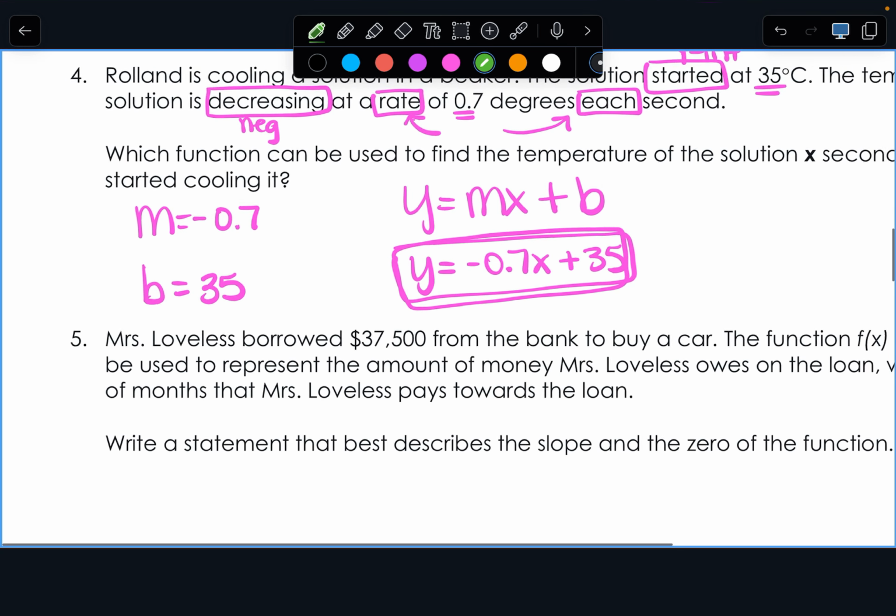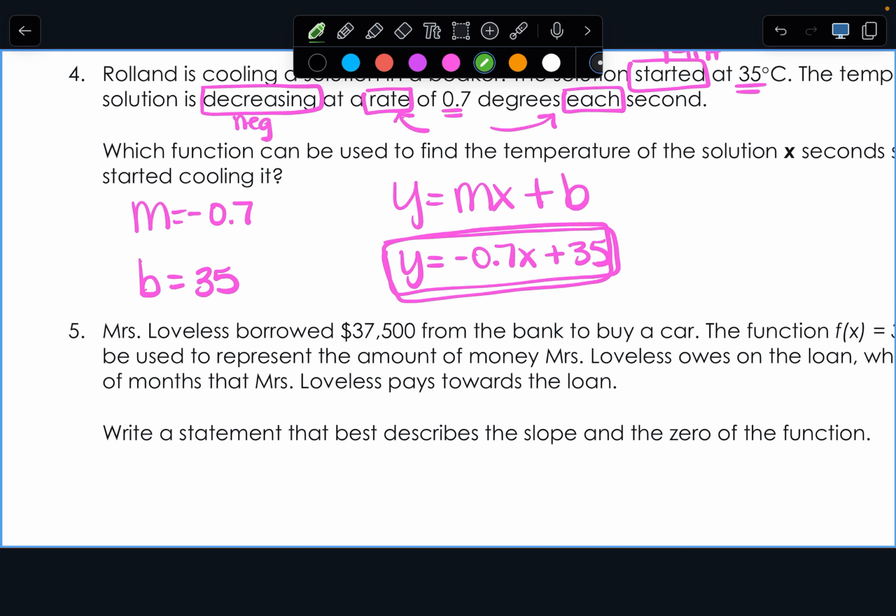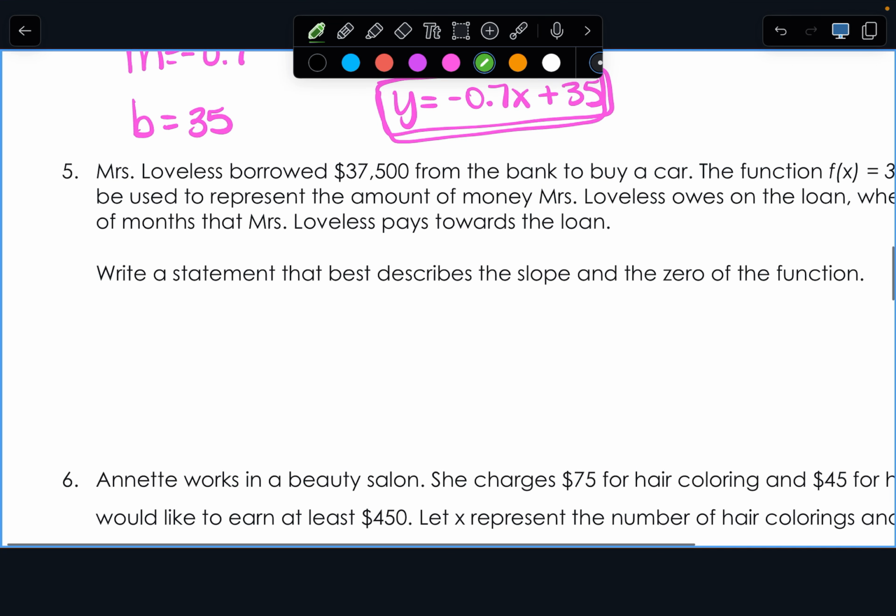Okay? Questions? All right. Miss Lovelace borrowed $37,500 from the bank to buy a car. It says write a statement that best describes the what?